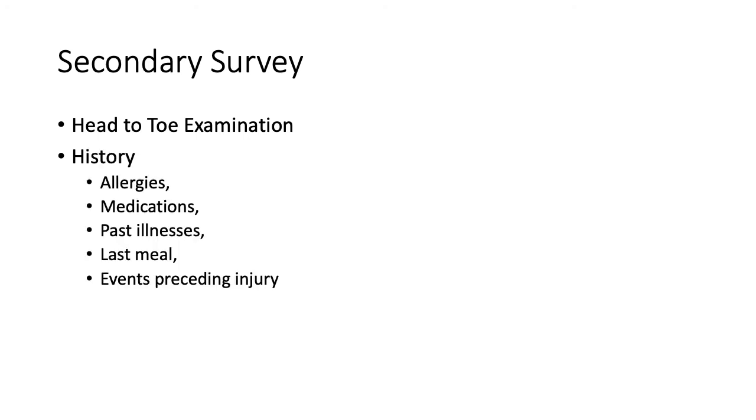Once a trauma patient has been appropriately stabilized and all life-threatening conditions have been treated in the primary survey, we can proceed to performing a head-to-toe examination in the secondary survey. This is to look for any non-life-threatening conditions that need to be treated in a trauma patient. A brief history can be obtained from the patient using the mnemonic AMPLE, which is allergy, medication, past medical history, last meal, and the events preceding the injury.